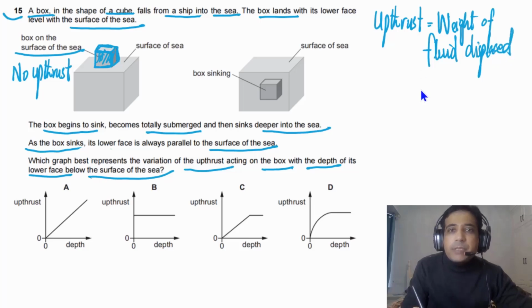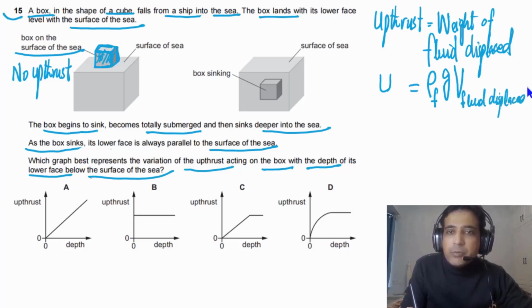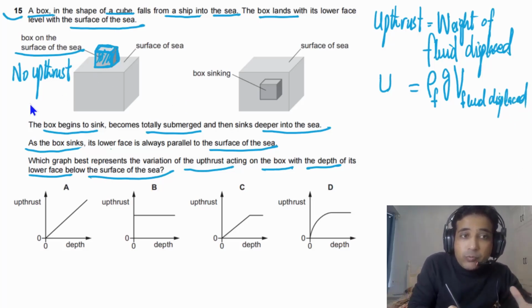And upthrust, let's say this is U, will be equal to the density of the fluid times g times the volume of fluid displaced. Now let's try to understand. When it is at the surface, there is no volume of fluid displaced. I will say volume FD, volume of fluid displaced. As this is equal to 0, the upthrust is equal to 0.